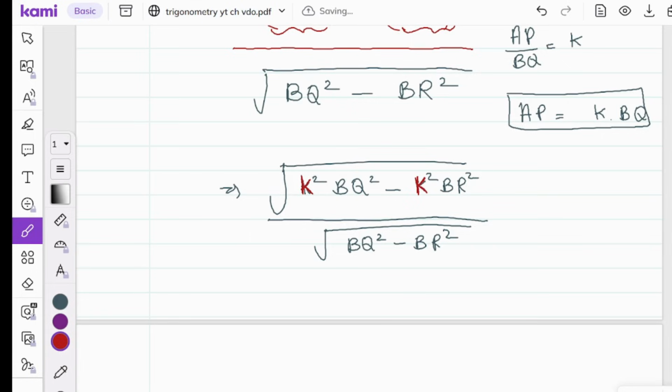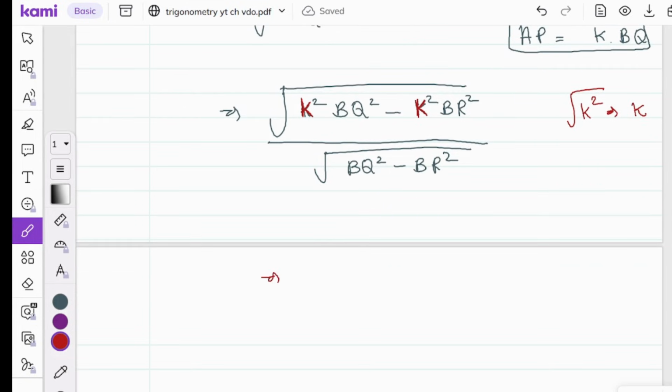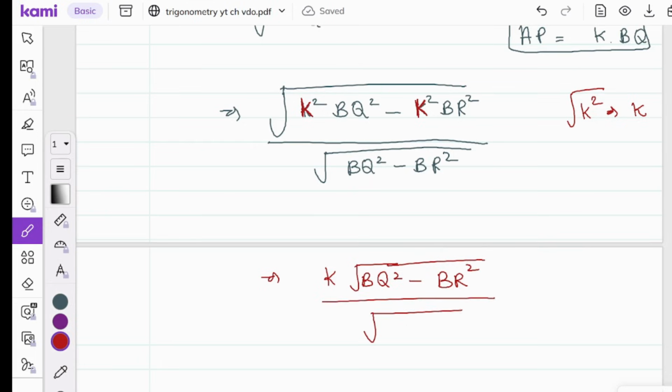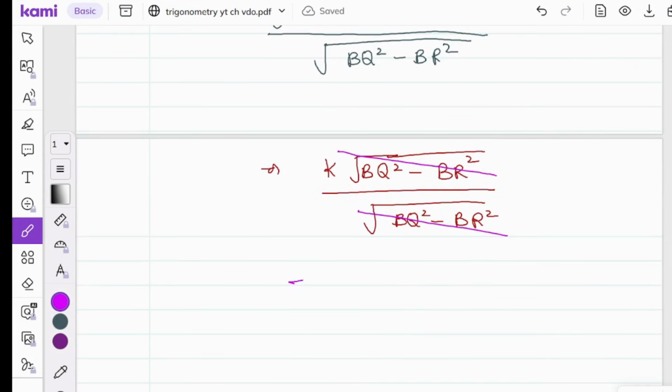So what can I do? I can take the K square outside commonly. When I take the K square out, root of K square means its value is K. So it will become K root B square minus BR square divided by root of B square minus BR square, right? Now I can cancel these two things because they both are same. So my value is equal to K. Here PC divided by QR will also become equal to K.